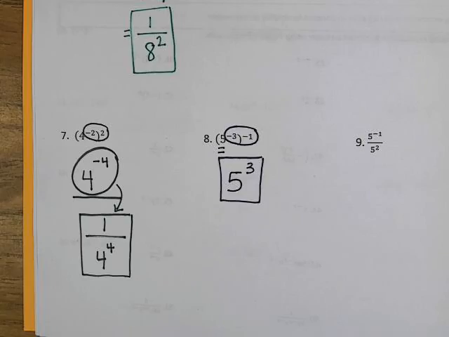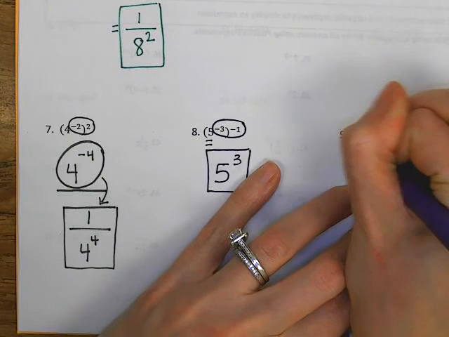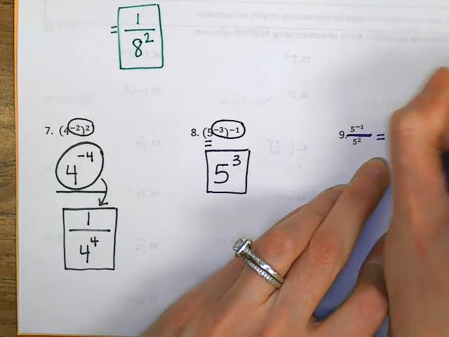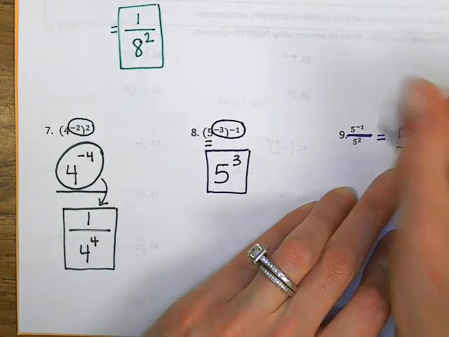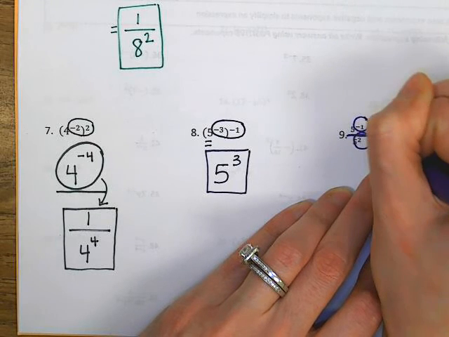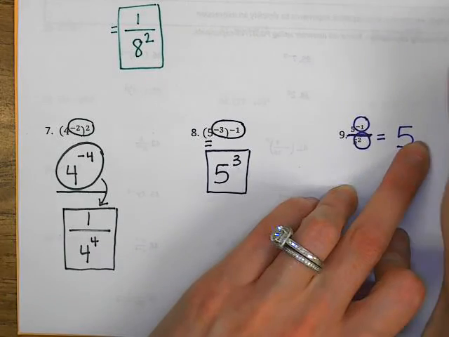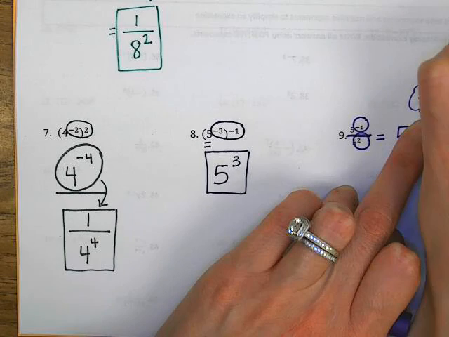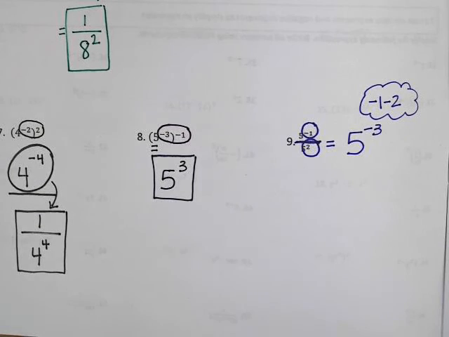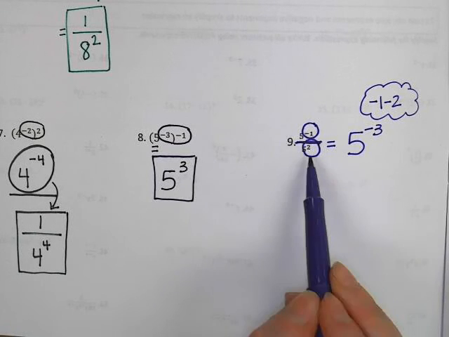And then number 9, we have options. If you want to do the dividing rule, if you divide same bases, you subtract. So the base stays the same, but you subtract. What's negative 1 minus 2? So let me write that off to the side. Negative 1 minus 2, that's negative 3. Okay, that's the dividing rule. When you divide, you subtract.